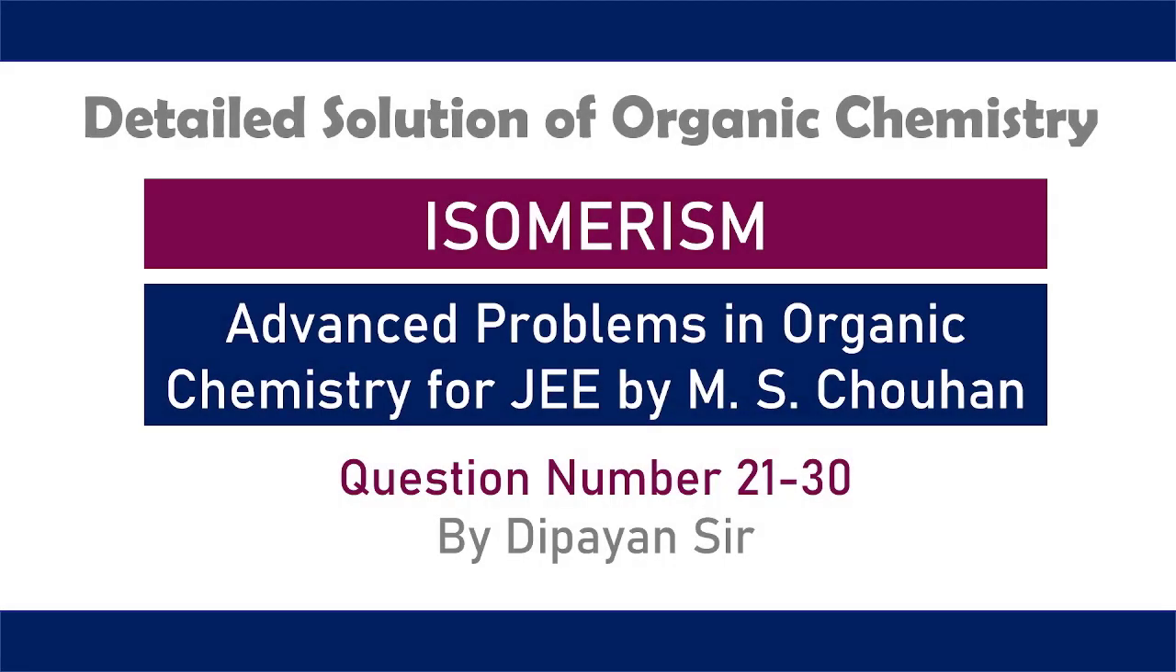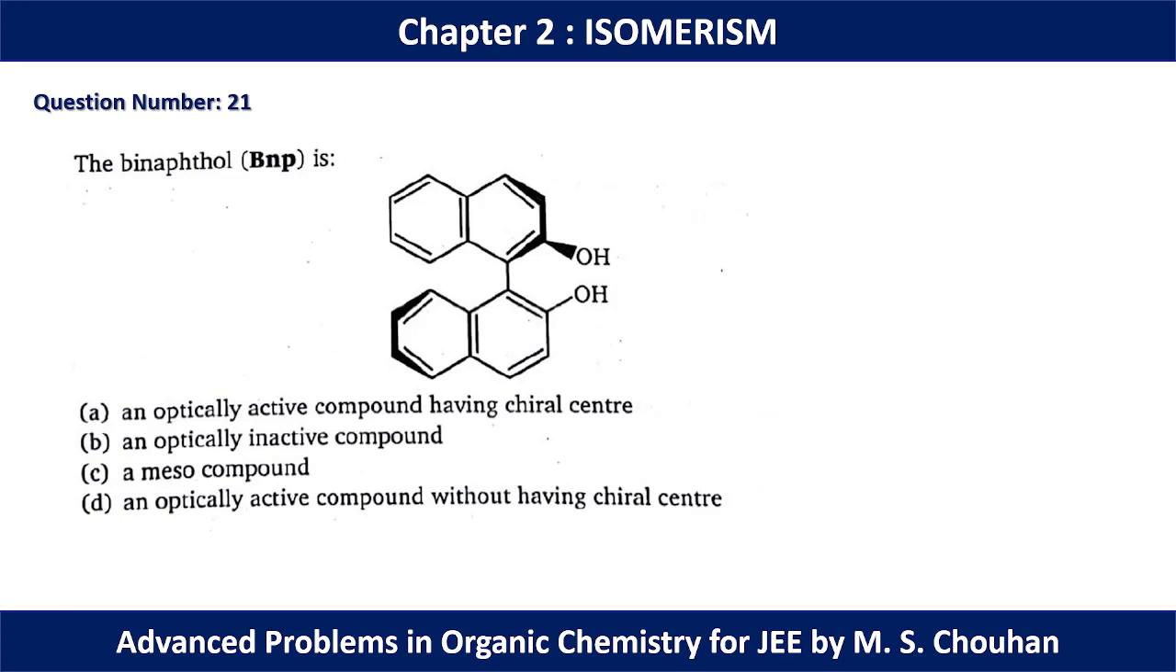Hello students, in this video we are going to discuss question number 21 to 30 of isomerism from Advanced Problems in Organic Chemistry for JEE by MS Chauhan book. In question number 21 we have binaphthyl, and we have a 3D structure of binaphthyl here.